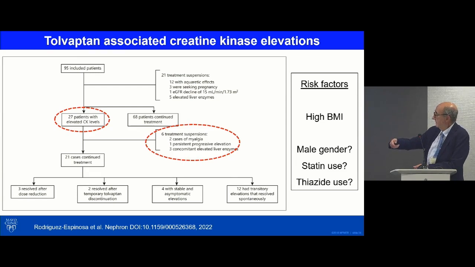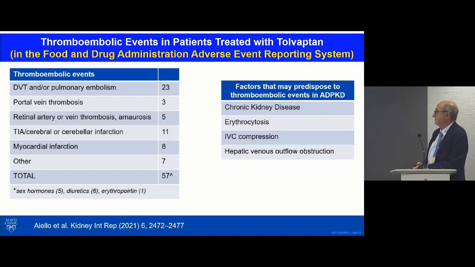And then another adverse event for which a concern has been raised in the literature is the possibility of increased thromboembolic events. This again was triggered by a case report, and the investigators looked at the Food and Drug Administration adverse event reporting system and found a number of thromboembolic events. The ones that may be concerning are those associated with deep vein thrombophlebitis or pulmonary embolus and portal vein thrombosis. The other ones, I think, occur quite frequently in patients with CKD.